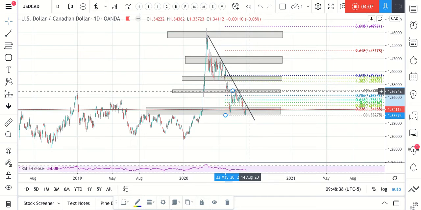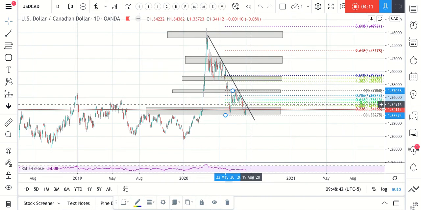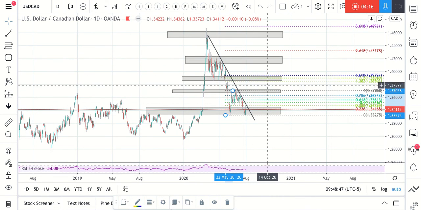If we break this area right here, I do think we'll start moving to the upside. I just don't see that happening though.